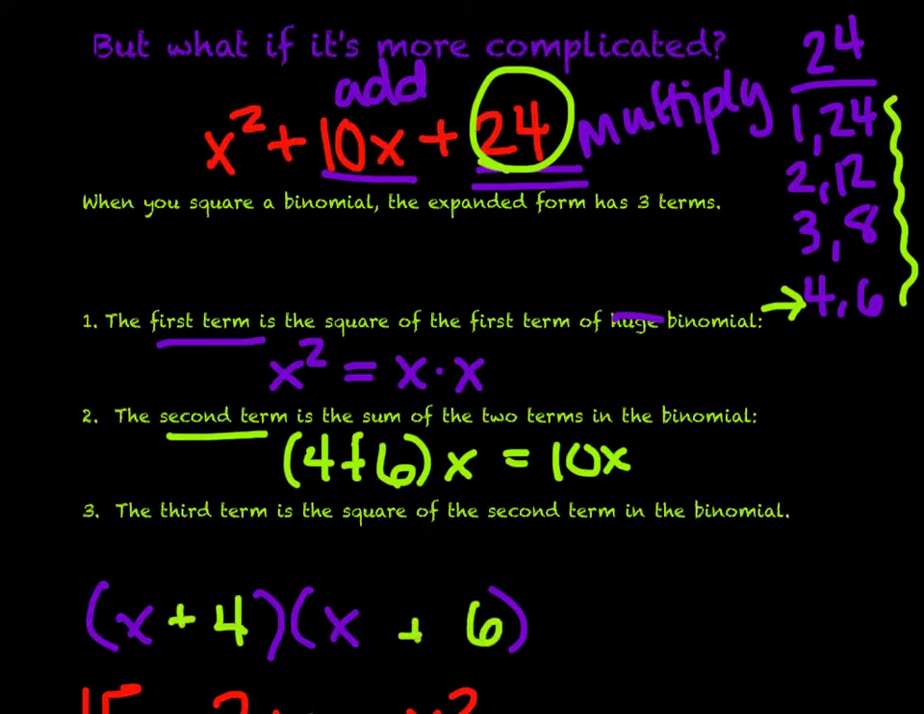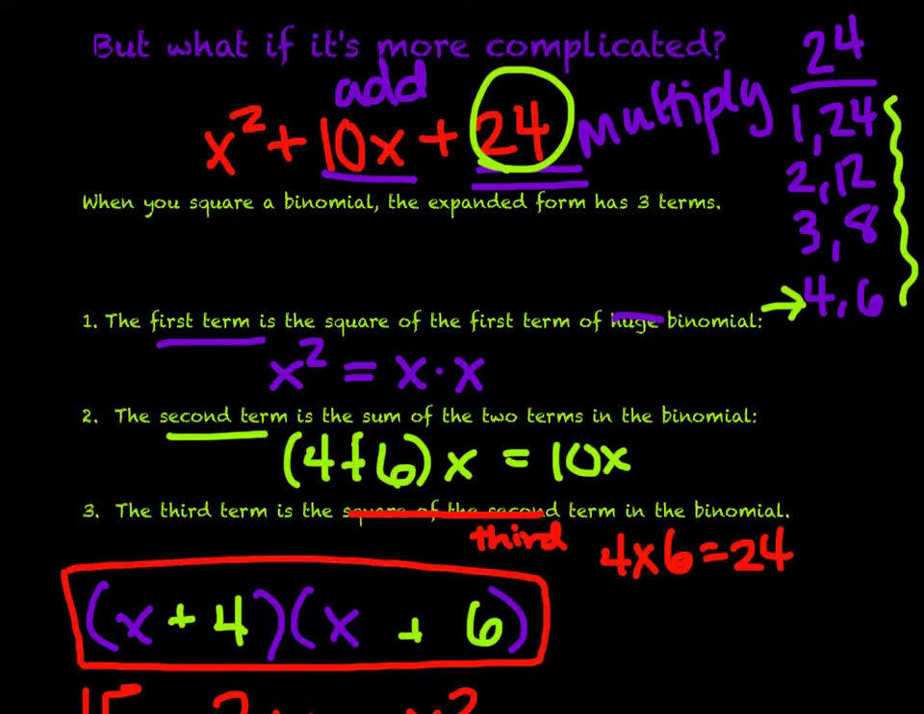Now our last step is to see if that 4 and that 6 truly work. So our third term needs to be the product of those two numbers, and actually doing the math, 4 times 6 equals 24. So our finished factored form is x plus 4 times x plus 6.